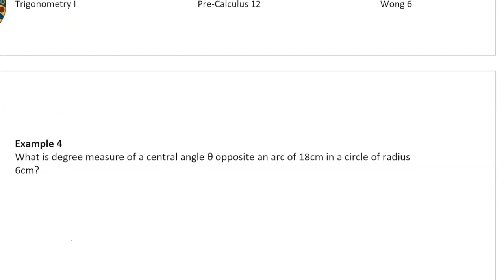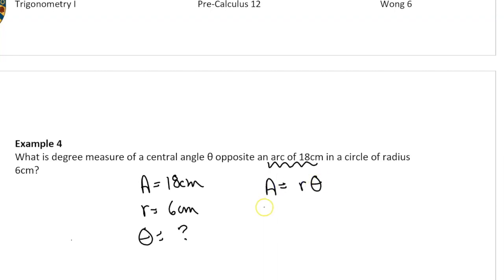Okay, final example for the day. What is the degree measure of a central angle theta opposite an arc of 18 centimeters in a circle of radius 6 centimeters? Okay, so let's do A equals r theta. Now they're giving us the arc length. They're telling us that the arc length is 18 centimeters. So if this is 18 centimeters and our radius is 6 centimeters, and they want us to find out what the angle is, we could do that. We could say A equals r times theta. 18 is going to equal 6 times theta.